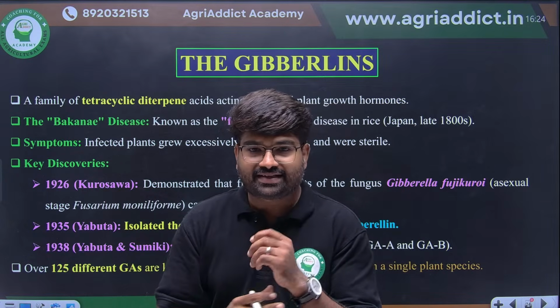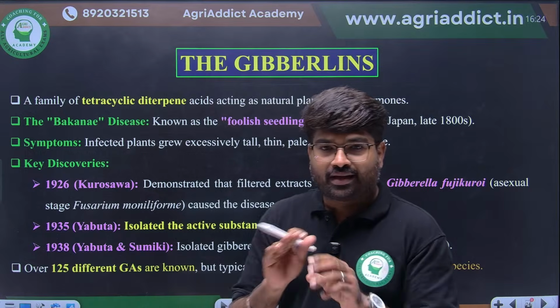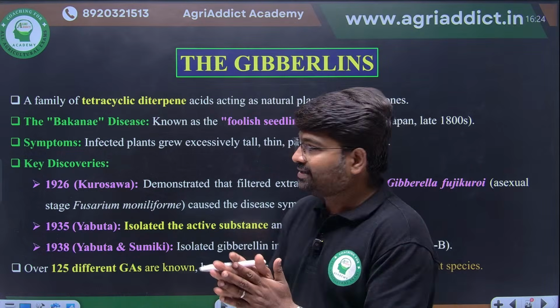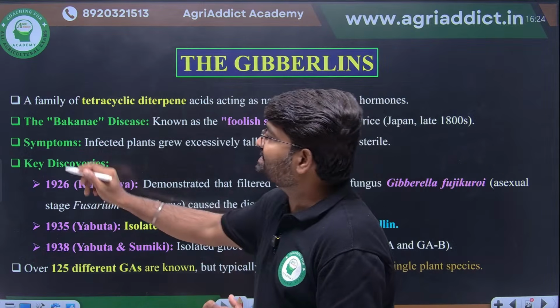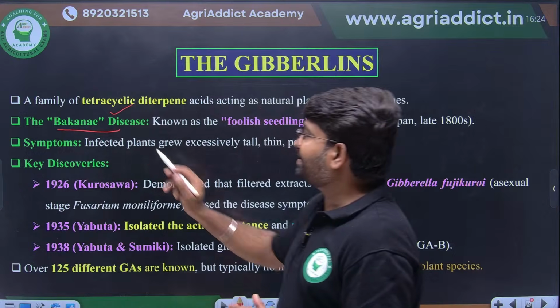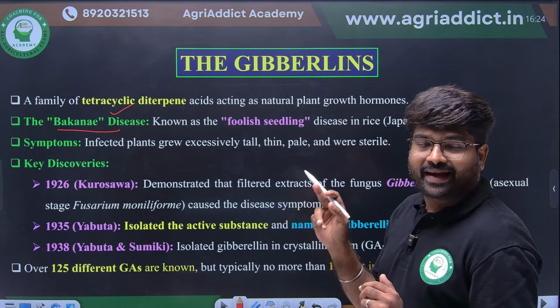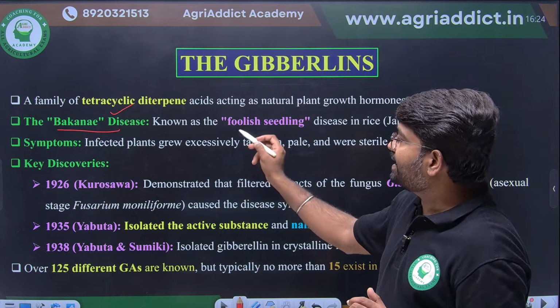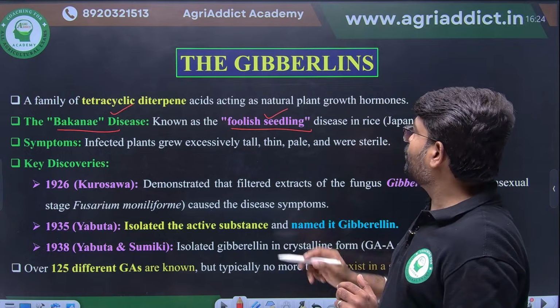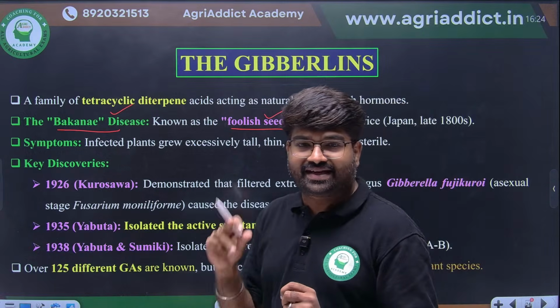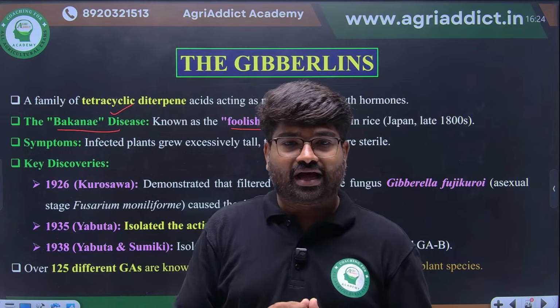Now we are going to see gibberellins. Gibberellin is the second major class of phytohormone. Important things only we are going to see. So gibberellin was first identified from where? Rice seedling. Bakanae disease, which we can also call foolish seedling disease. From that seedling, they isolated the hormone gibberellin.